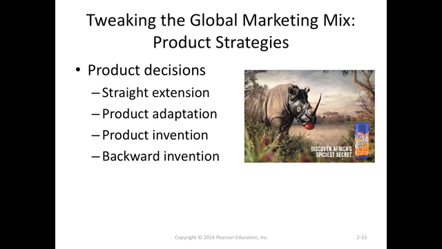The first one, straight extension. This is when you pretty much sell exactly the same thing that you sell in your home country overseas. These will be things that are very generic. You don't really need to change anything. Then we have product adaptation, where you adapt it a little bit according to the local market. Then we have product invention, which creates a new product for that particular market. And then we have backward invention, which basically tries to dumb down the products a little bit, make them easier and less complicated, so consumers who may not be educated, or may not have enough facilities, are able to use them.